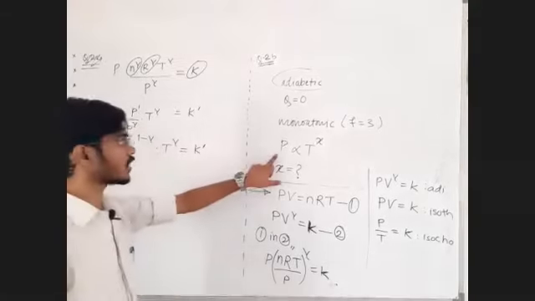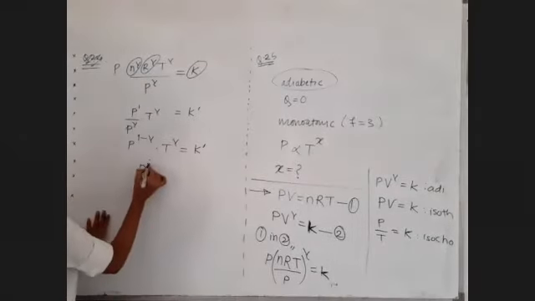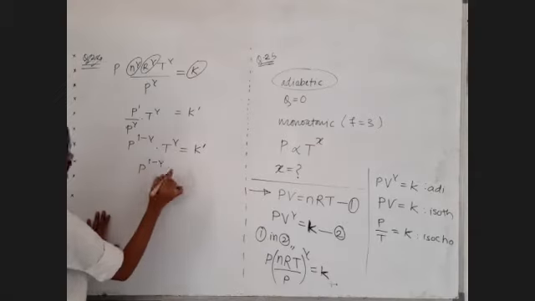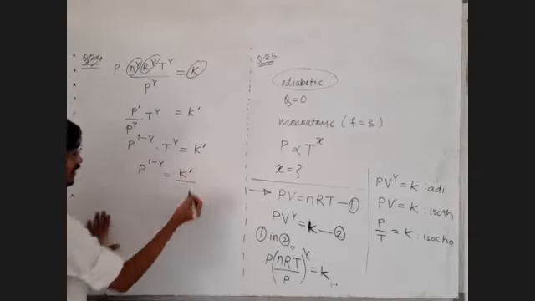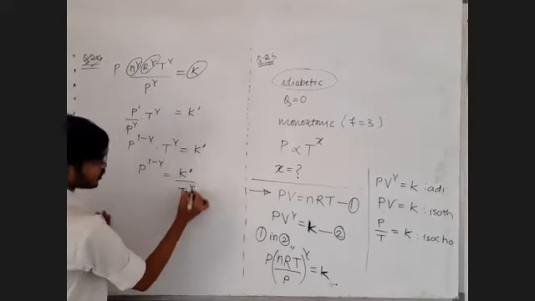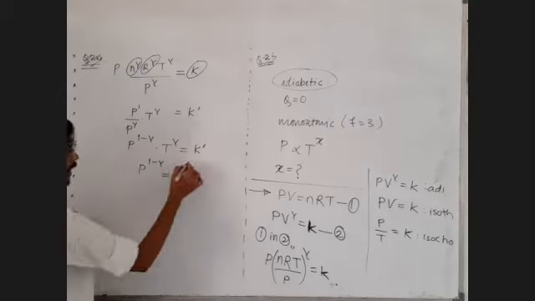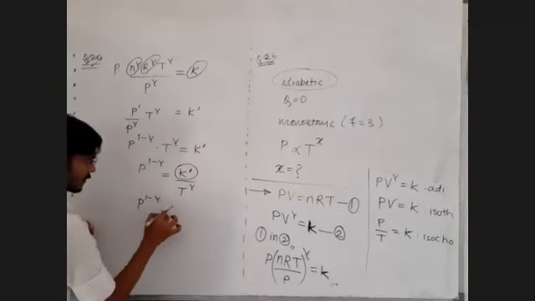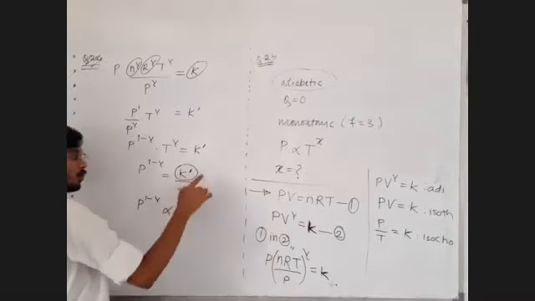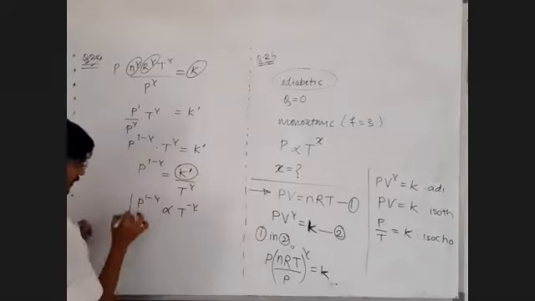Sir, arrange the equation like this: p proportional to t raised to x. Yes. So let us write p raised to 1 minus gamma is equal to k dash divided by t raised to gamma. Yes, sir. Now bring the proportionality by just removing this constant. P raised to 1 minus gamma is proportional to t in the numerator, so that will become minus gamma. T raised to minus gamma.